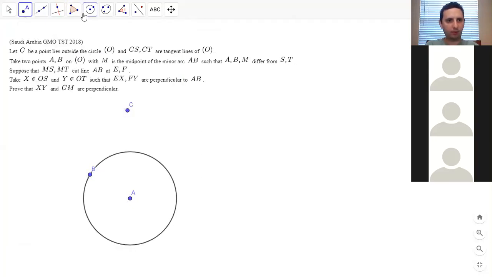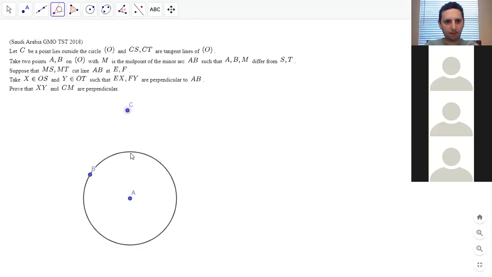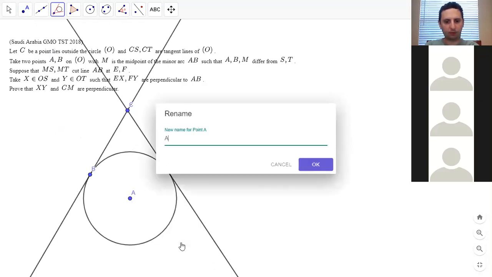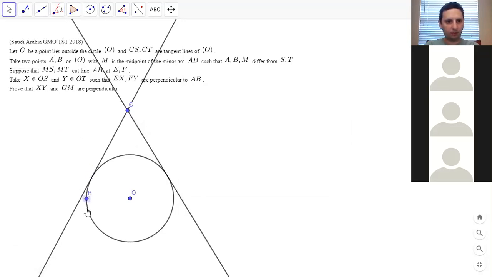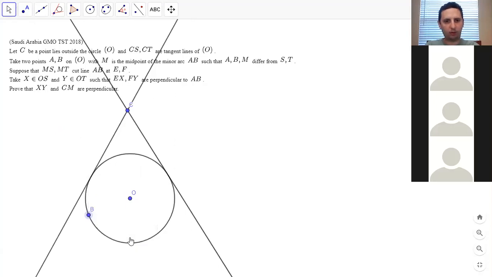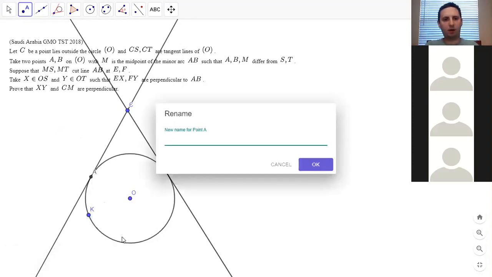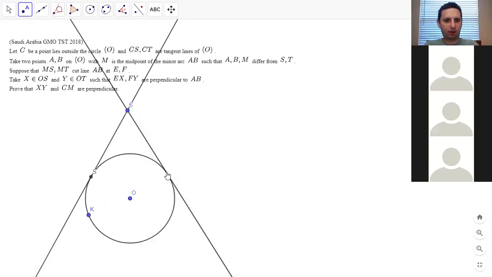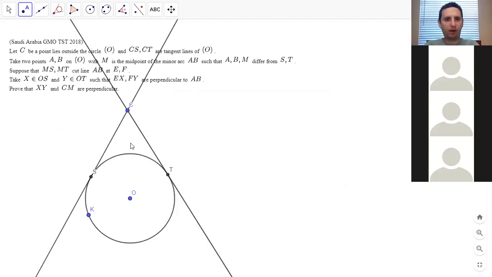So that's C, and then we draw the tangents to it. So this should be O. You might want to hide this point, or I'll just call it K. So CS and CT are the tangents. So CST is the polar of C. And maybe we'll use harmonic quadrilaterals or something here. So we want M to be the midpoint of minor arc AB.